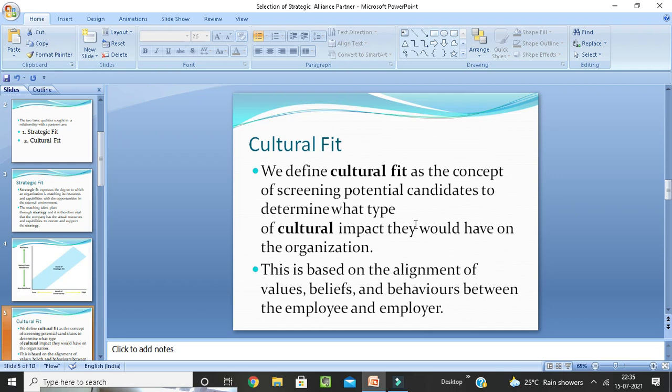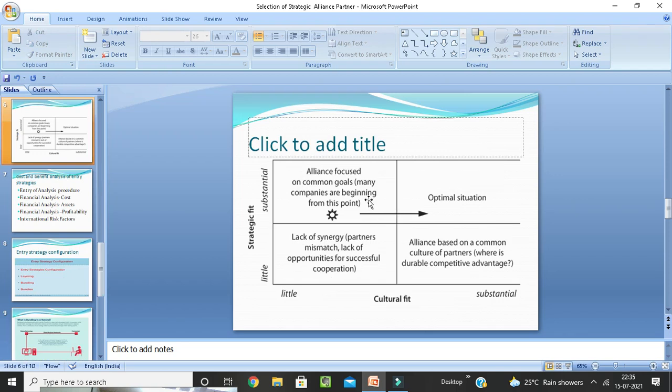The cultural fit is nothing but it shows the values, abilities, and the concerns with the values of the employer and employee. How the employer should be there, how the employee should be there. What are the norms between these two parties?